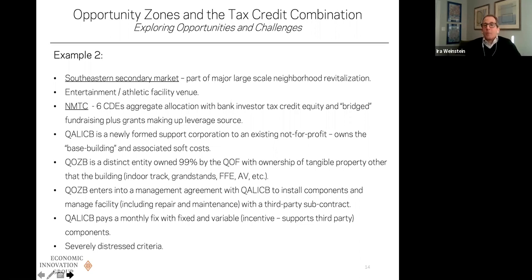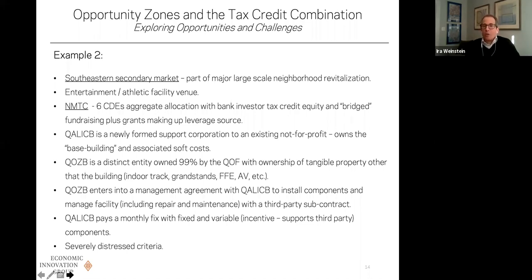There was tangible property in this asset, and that's what was owned by the fund itself, or the QOZB rather. The key to this economically was a management agreement, and basically the management agreement had the installation of components and then management of the facility, which in turn was then handed off to a third party as part of a subcontract. And in that case, the Qualic B paid a monthly fee to the QOZB.